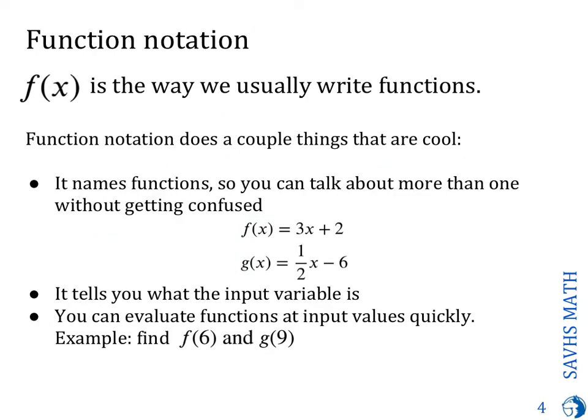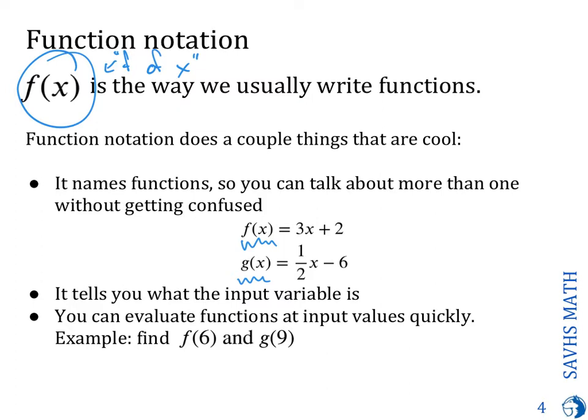Okay, in function notation, we use this f of x thing, and we read it out loud, f of x. So f of x means there's a function named f, and the variable you put in is called x. So you can call this function right here f of x, and this function right here is g of x. F of x and g of x are 2 different functions, but they both can be used at the same time because we have separate names for them. So that's kind of helpful.